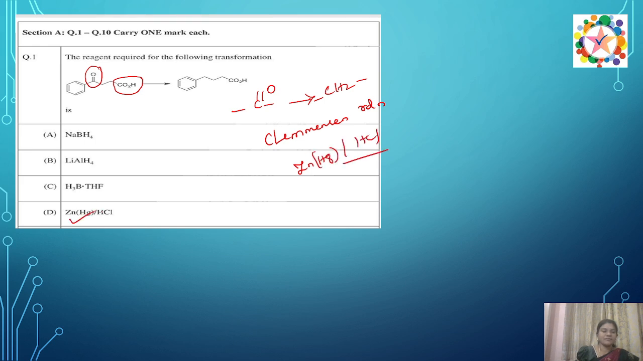Therefore, answer is D. Okay, then let us see what sodium borohydride and lithium aluminum hydride will do. It will reduce both the keto group and the acid group. Therefore, it is not suitable for this type of transformation. And this is the reagent used for hydroboration. Okay. Therefore, the answer is D, zinc amalgam in the presence of hydrochloric acid.